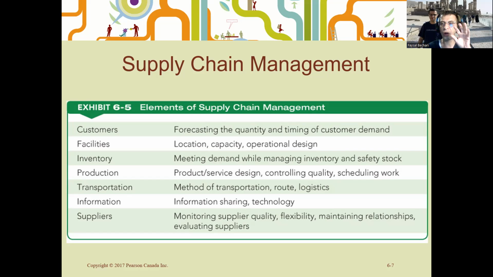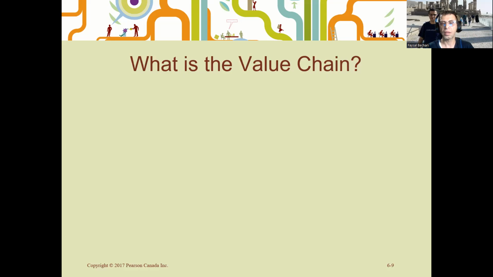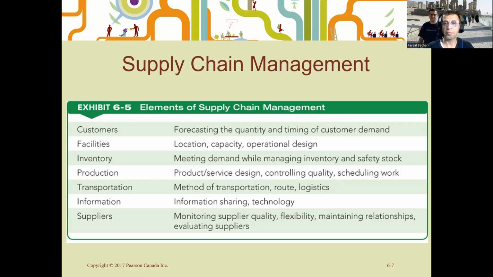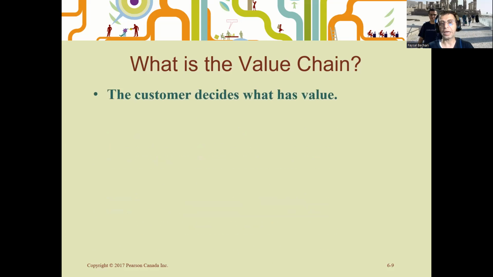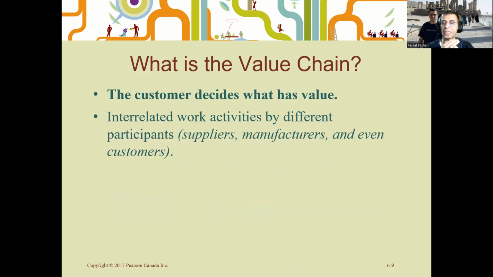We'll explain each one and how each of them affects supply chain management, whether positively or negatively, and how we can improve it. Now, what is a value chain then? Because here we have supply chain management, or SCM. In a value chain, the customer decides what has value. Also, it's interrelated work activity by different participants: suppliers, manufacturing, and even the customer. A good example is what happened to transportation during COVID, and what's happening after COVID because of the supply of containers in China.